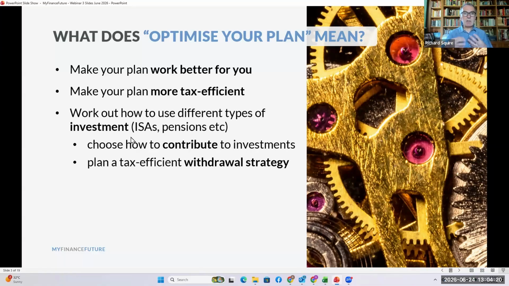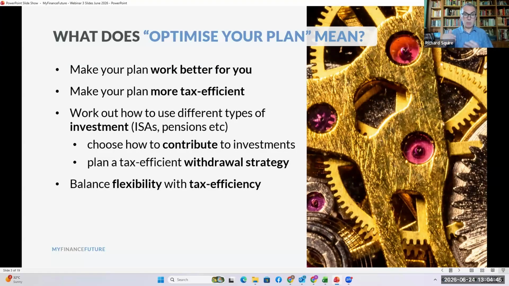As part of that, you'll work out how to use different types of investment, in particular ISAs and pensions, but others also, to try and work out how to fund your spending in retirement in an efficient way, how to contribute to your investments in an efficient way, and how to have a tax efficient withdrawal strategy. As part of that is a balance between flexibility and tax efficiency.